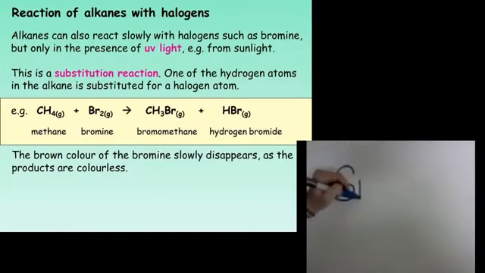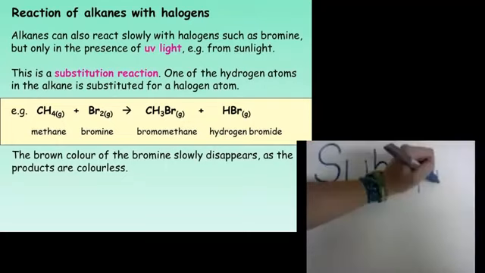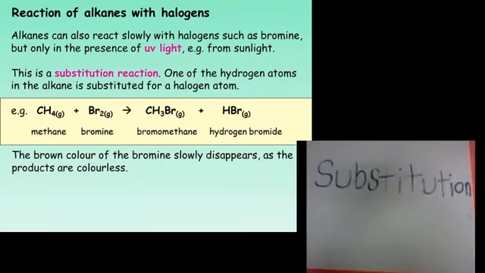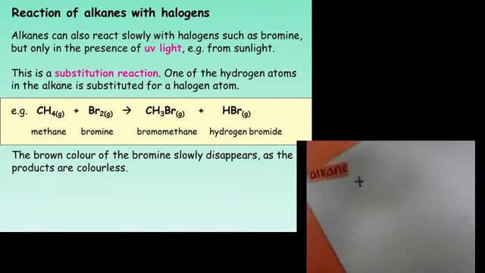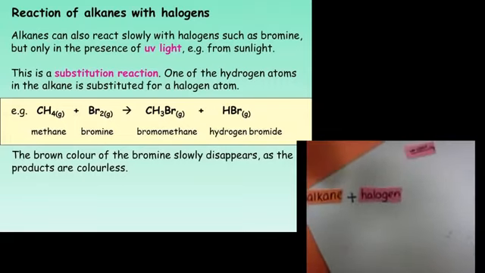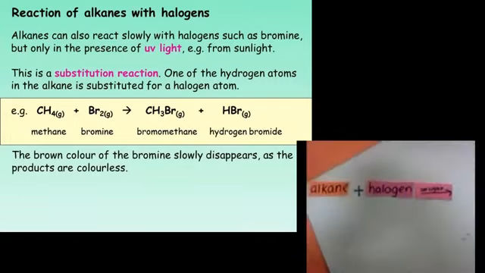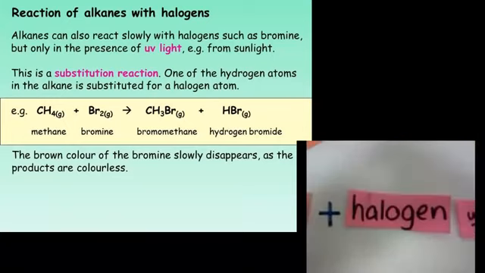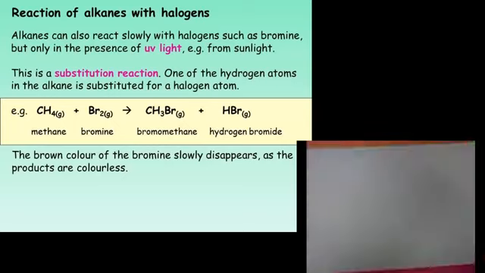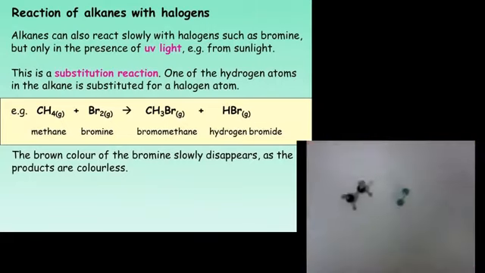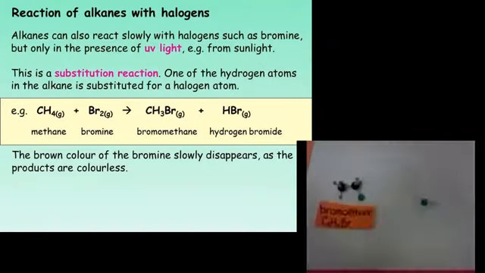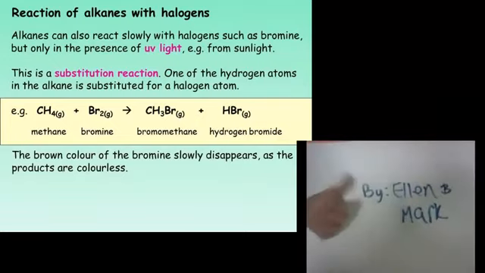Another interesting reaction of alkanes involves another halogen, this time bromine gas. So, if we take an alkane, for example methane, and we put it with bromine gas, and we shine UV light or sunlight onto the mixture, we will have a chemical reaction taking place. This is a substitution reaction. One of the hydrogen atoms on the alkane is substituted for a halogen atom, in this case bromine. We form 2 products here, bromomethane and hydrogen bromide. The brown colour of the bromine in the reaction slowly starts to disappear as the bromine becomes incorporated with the methane molecule and also with the hydrogen.